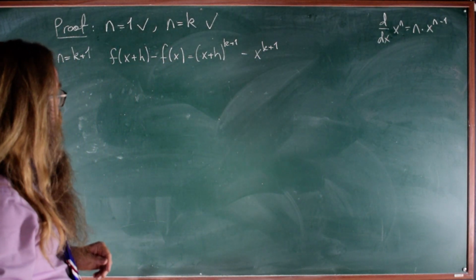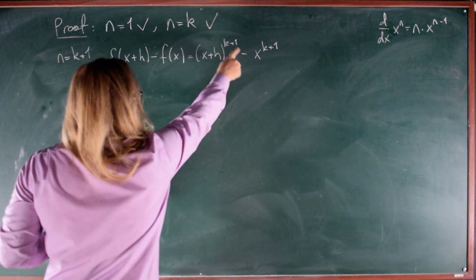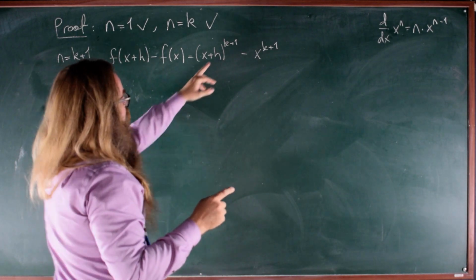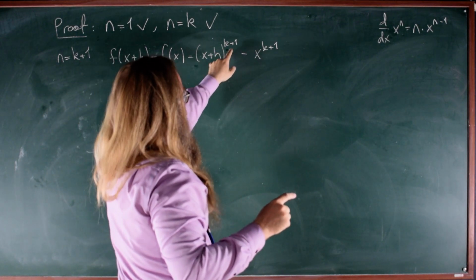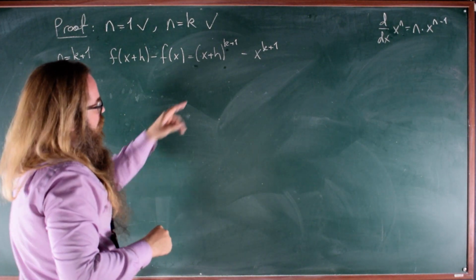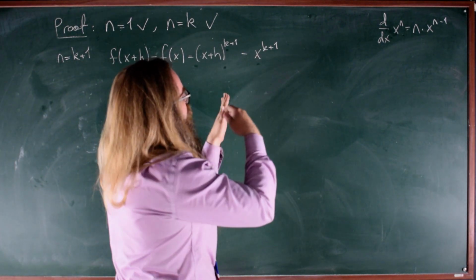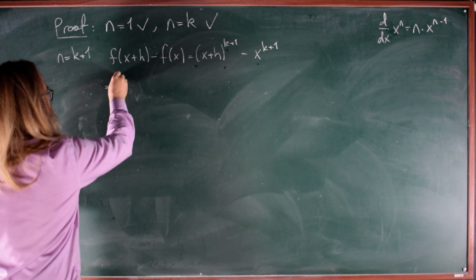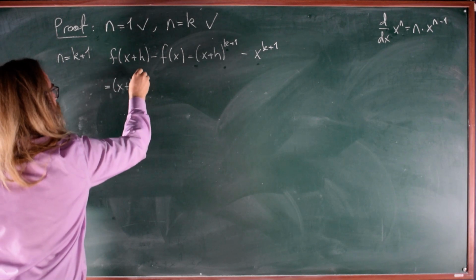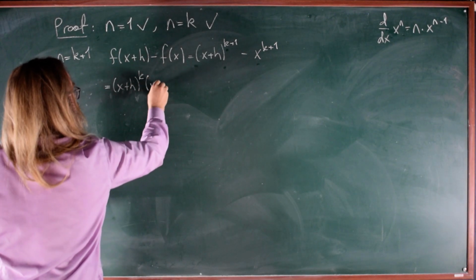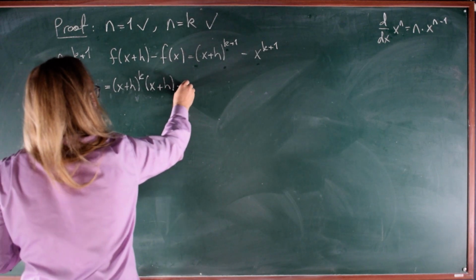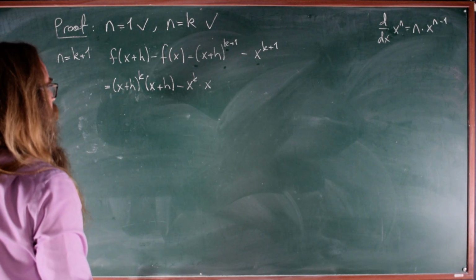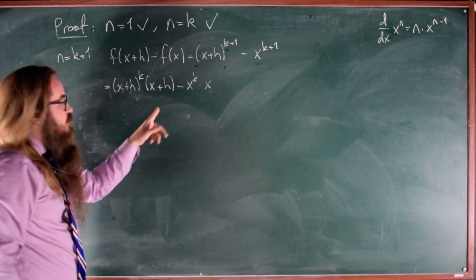Beautiful. All right. Now I'm going to take this thing here and I'm going to expand it into a product of two factors. One with k of these parentheses and then one extra parentheses. I'm going to do something similar with this one. I'm going to expand into x to the power of k and then multiply it by x. All right. So what we get is x plus h to the power of k times x plus h, and then minus x to the power of k times x. Absolutely wonderful.